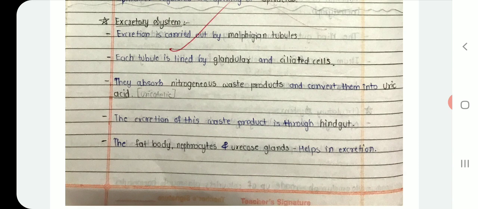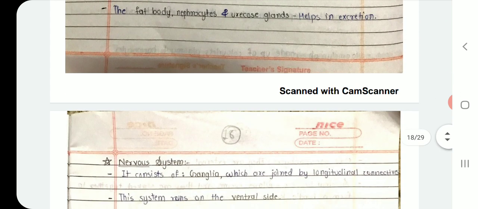That is the fat body, the body that is fat. Second is the nephrocytes, that means the specialized cells which carry out the excretion. And the third is the uricose gland, that means those glands which are responsible for converting the nitrogenous waste products into uric acid, right? So this is about the excretory system.